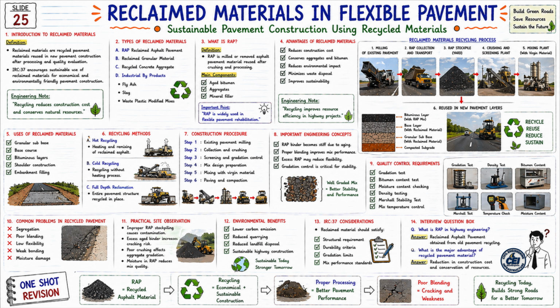Step 1. Milling of existing pavement. Step 2. RAP collection and transport. Step 3. RAP stockpile yard. Step 4. Crushing and screening plant. Step 5. Mixing plant with virgin material. Step 6. Reuse in new pavement layers. And this is the complete recycling cycle.